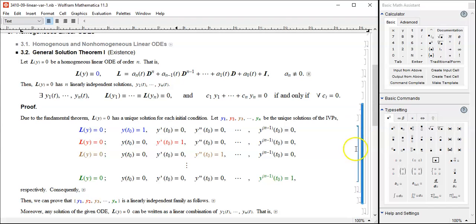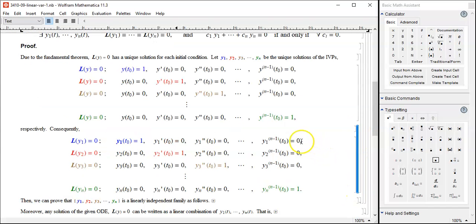Consequently, we're going to get this. So y1 satisfies this, y2 satisfies that, y3 satisfies this, and so on. And all these are unique solutions. We're not going to use uniqueness here, actually, so don't pay too much attention to the unique part. They exist. That's sufficient for us. Now we're going to prove these y1 through yn are linearly independent.